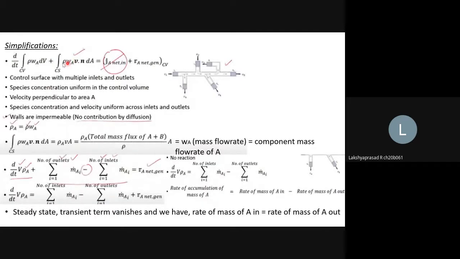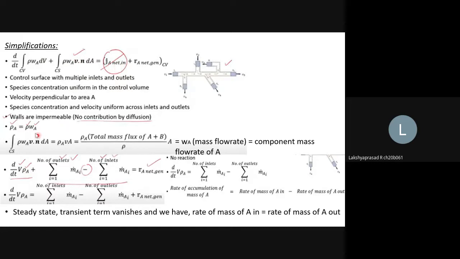Fine. So the same integral species mass balance has been written over here. Now we can make multiple simplifications. So control surface with multiple inlets, outlets. This is all we know already. Velocity perpendicular to area, species concentration uniform across inlets and outlets, and also in the control volume. Okay, so in that case, rho wA can be assumed as rho A. We know this relation, and the integral dV will be equal to the volume of the control volume, and V dot n, that will be just V, which can be taken out.